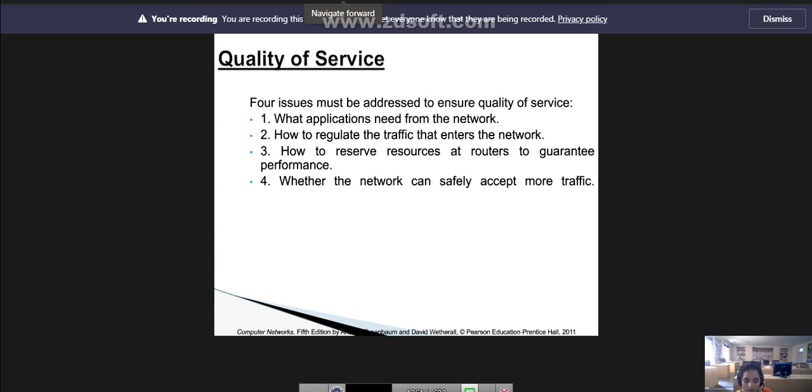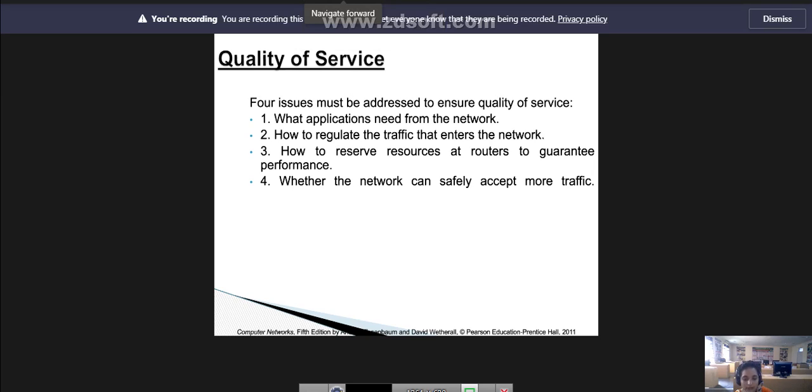Next one is quality of service. So what is meant by quality of service? Each solution must be addressed to ensure quality of service when applications need it from the network. How to regulate the traffic? How to reserve the resources at the routers to guarantee performance? Whether the network can safely accept more traffic. This is called quality of service.